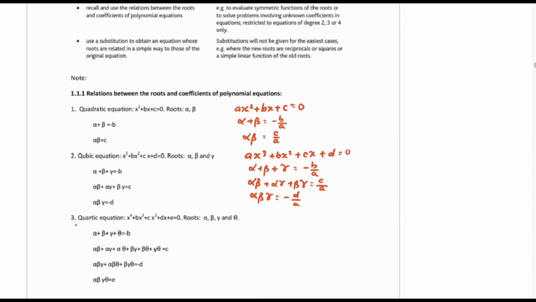Now, let's see number three, quartic equation. Quartic equation is basically equation with degree four. And because of that, it has four roots, alpha, beta, gamma, and theta. So we have four roots. So if you add them up one by one, then again, there's a trend, equal to negative b. So likewise, if we have a more general situation like this.